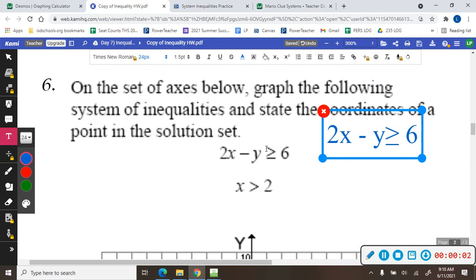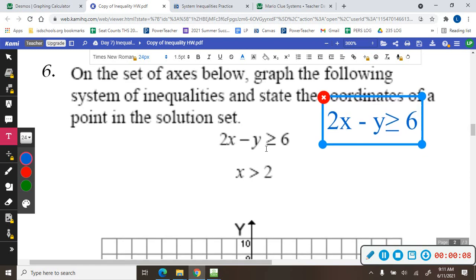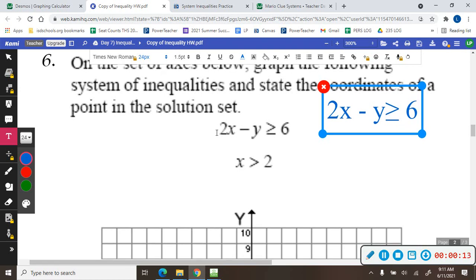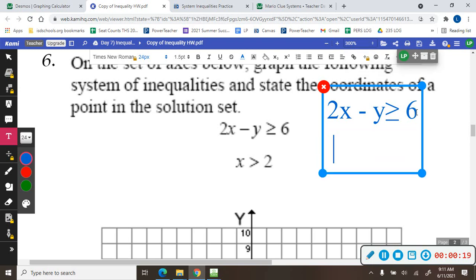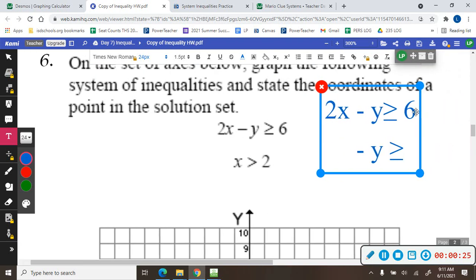So we need to, on the set of axes below, graph the following system of inequalities and then state the coordinates of at least one point that's a solution. And so first I need to solve this for y, and the first thing I would do is minus 2x from both sides, and you get negative y is bigger than or equal to negative 2x plus 6.